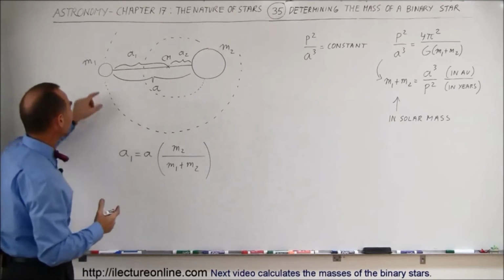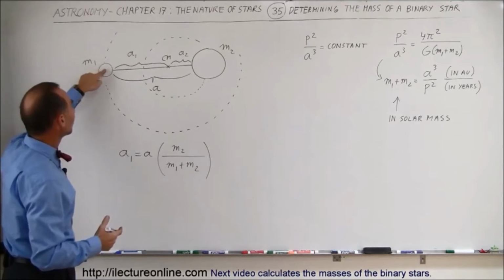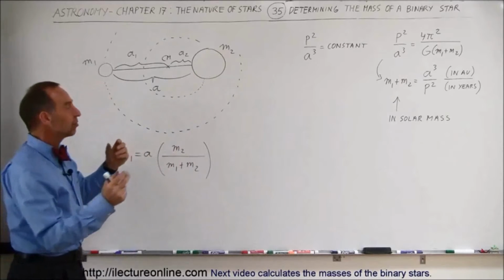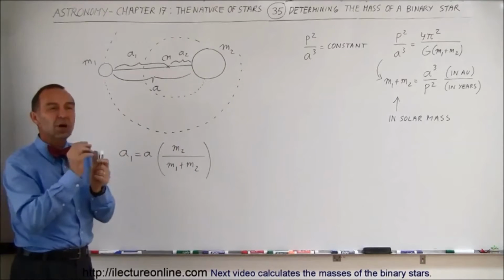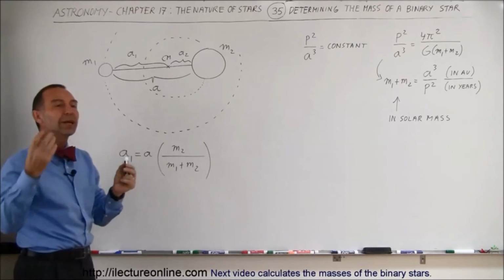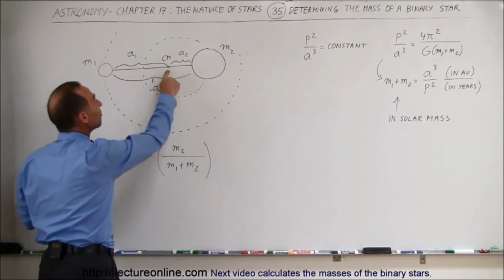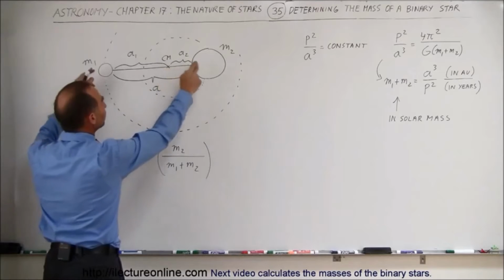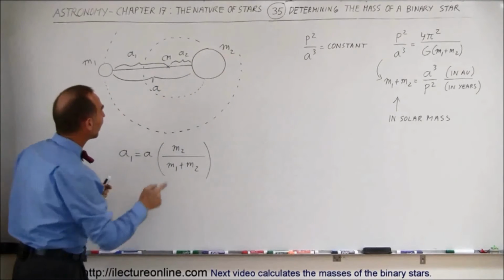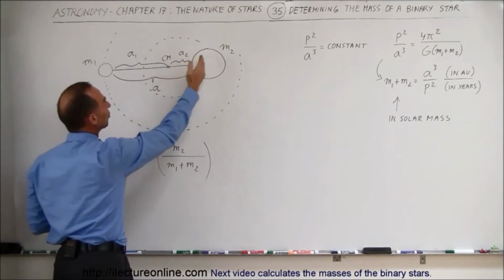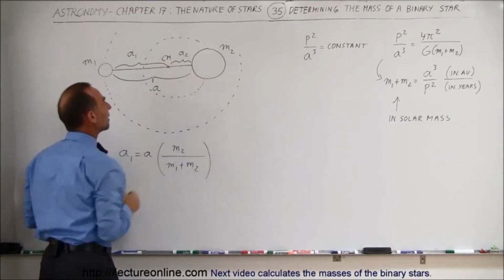So let's say we have two stars, and this is the mass m1 of the small star, and there's the mass m2 of the big star. And yes, we always think of the small object revolving around the big object, but really what's happening is that they're both revolving around the center of mass. So let's say this is the center of mass of the two-star system. A1 is the distance from the small star to the center of mass, and A2 is the distance from the large star to the center of mass.